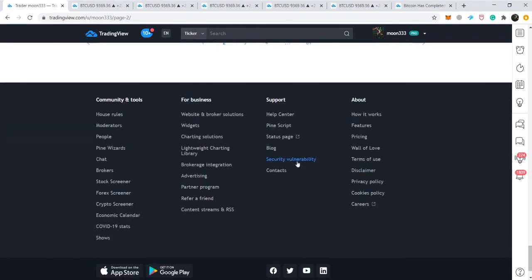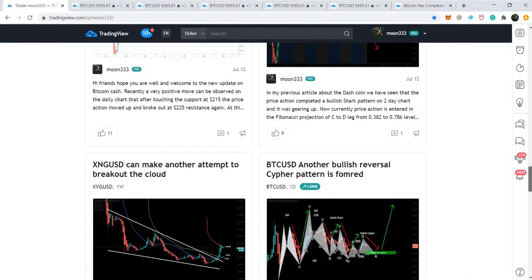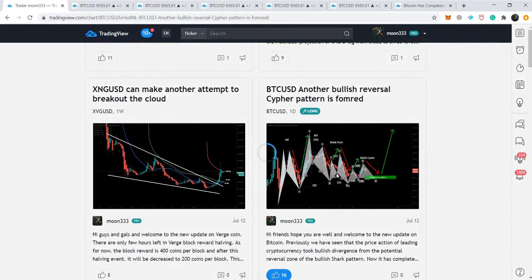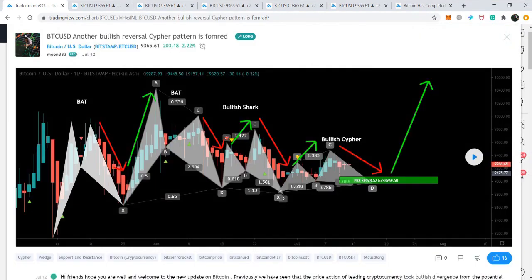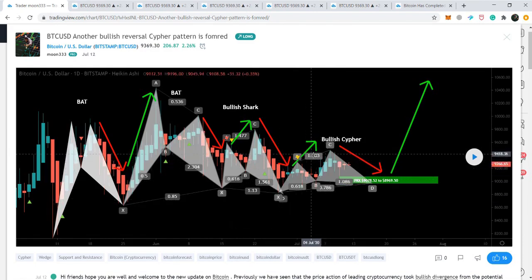Let me just show you that chart that is on the first page. Yes, this was a chart that I posted on 12th of July, and I also shared a video on this chart with you guys. At that time, the price line was completing the final leg of the bullish cypher pattern. This was an initial leg, then it retraced between the 0.382 to 0.618 Fibonacci retracement level, then projected between 1.272 up to 1.414 Fibonacci projection of the X to A leg, and then it retraced between the 0.618 to 0.786 Fibonacci retracement of the X to C leg.